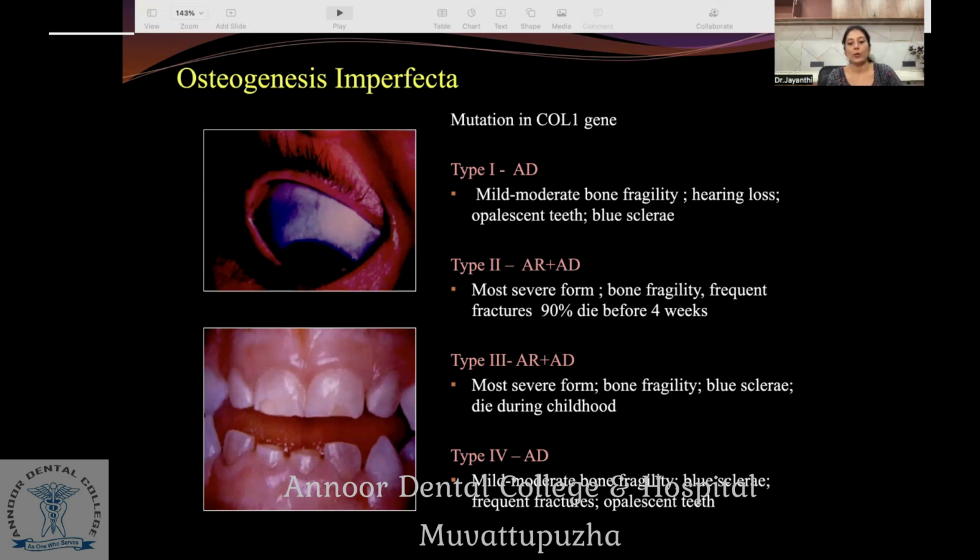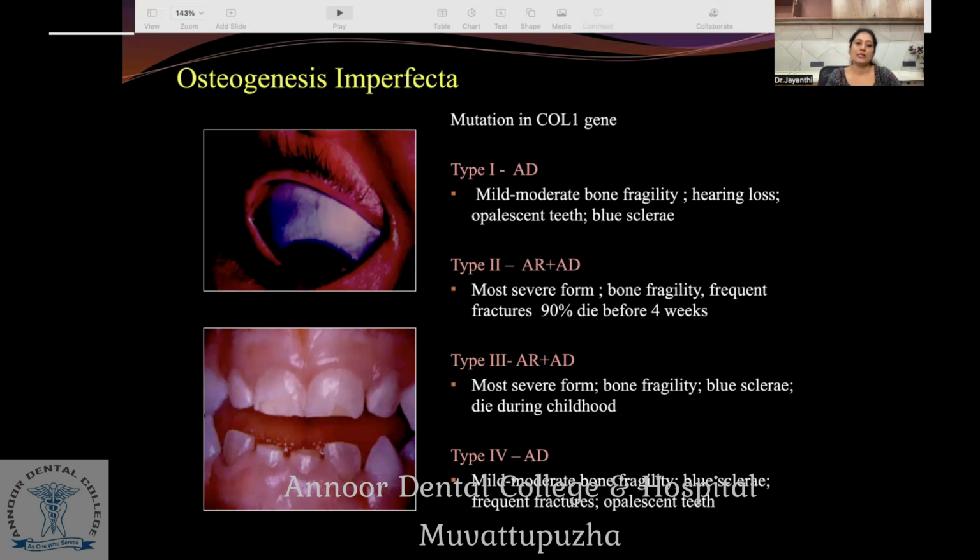So we all know there are 29 different types of collagen in the human body. But in osteogenesis imperfecta, only one type of collagen is affected, that is type 1. So where do you see type 1 predominantly? Predominantly, you see it in the bone and in the teeth. In the teeth, dentin and pulp and cementum, all these structures except enamel. Enamel does not have collagen. Except enamel, all the other structures of the teeth also have type 1 collagen.